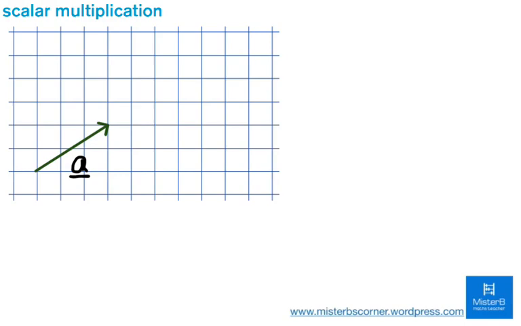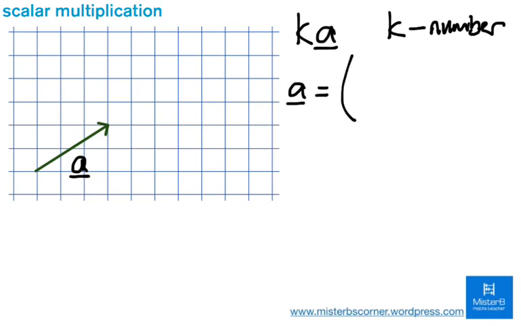Now, scalar multiplication is easy. You just multiply the vector with a scalar, meaning with a number. So if I show this vector as A, if I'm talking about scalar multiplication, it's going to be K times A, K being a number. It could be any number. It could be a fraction, right? So now let's look at this vector. The column vector for A is (3, 2).